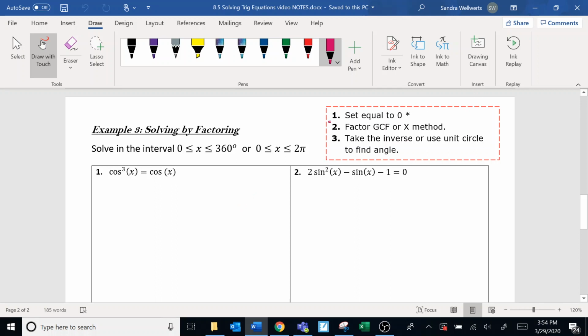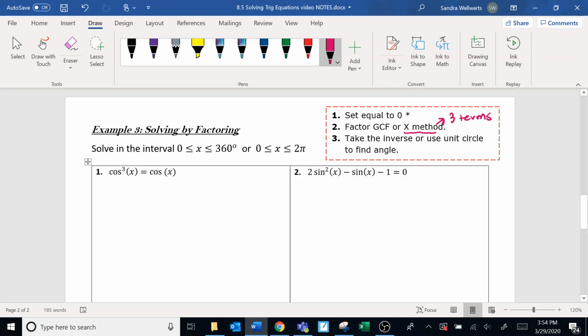So for solving by factoring, we're going to set equal to 0. We need to set the whole equation equal to 0. I put a little star next to that one because it's a very important step. You have to make sure you do that before you do any factoring. Step 2, we're going to factor the GCF or use the X method. Typically, we know we have to use the X method if we have 3 terms.